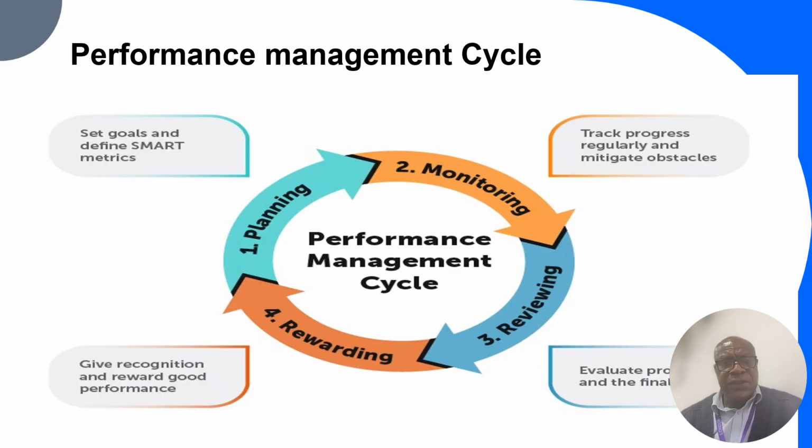Pictorially, you can look at it like so, over this cycle: planning, monitoring, reviewing, and rewarding. Under planning, you set goals that are SMART, and then you track by regular monitoring and tracking, mitigating any obstacles that might come up. You evaluate the process and finalize, and then you give recognition and reward for good performance. And so you carry on that way. That is what we refer to as the performance management cycle.